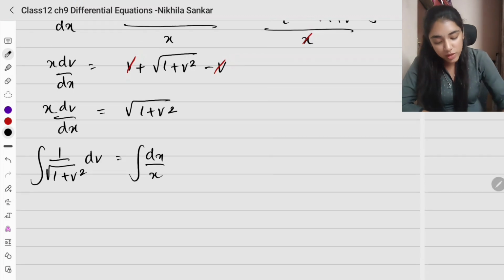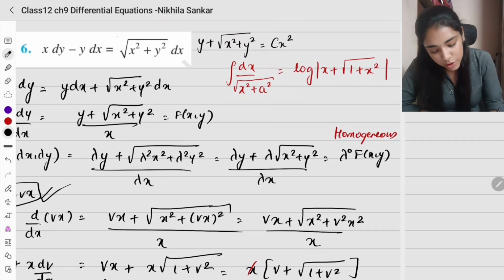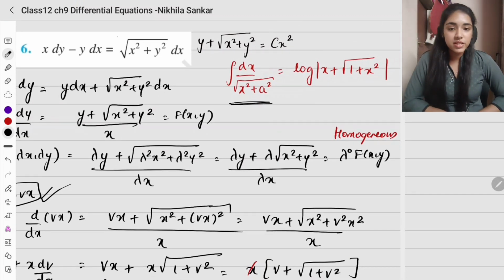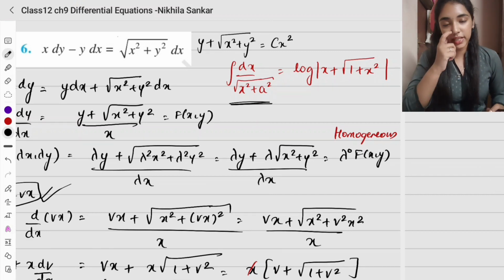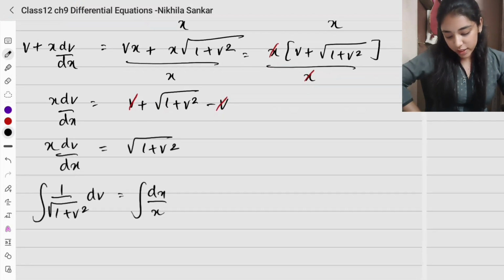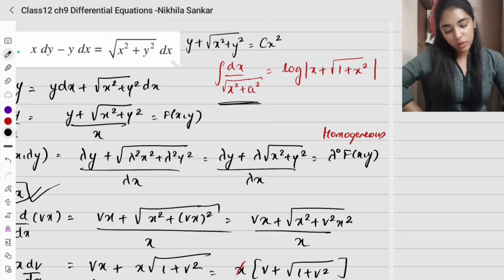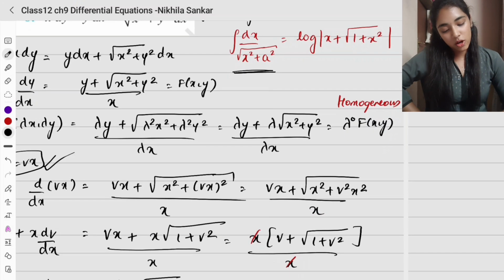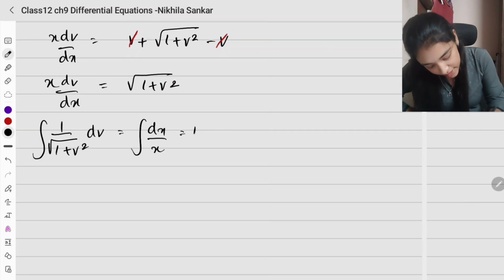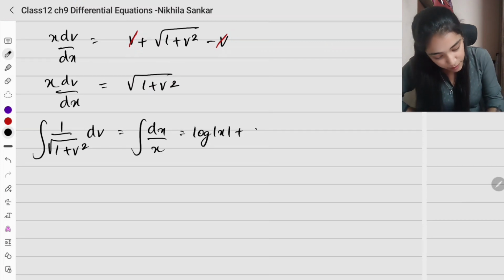Now integrating on both sides. What do you know? என்ன படிச்சிருக்கோம்? dx divided by square root of x square plus a square is log of x plus root of x square plus a square. இதெல்லாம் integrationல படிச்சோம் இல்லையா? So இந்த இடத்துல a ஓட வேல்யூ என்ன? a is 1. Okay, so a 1 போட்டா I have log of x plus c simply.